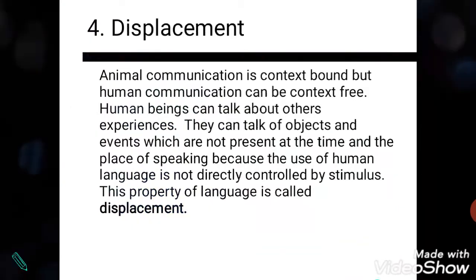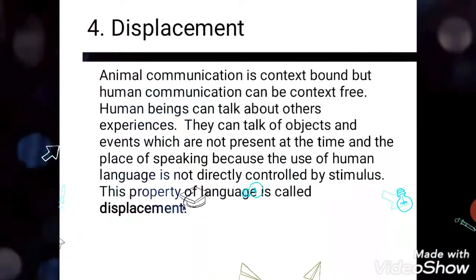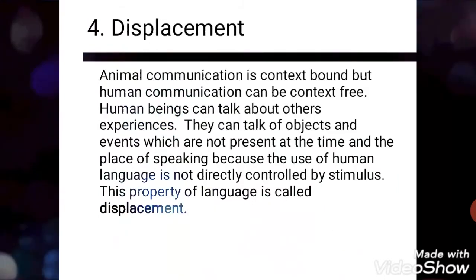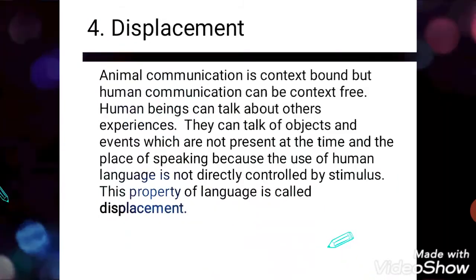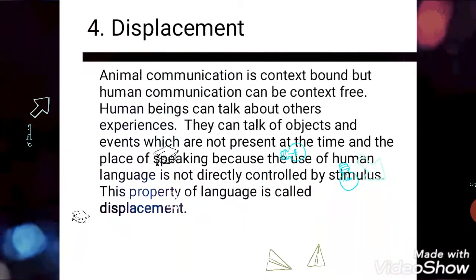In the case of animals, there is a direct relationship with stimulus and they can respond only to their immediate environment. But in the case of humans, it's different. There is a displacement.